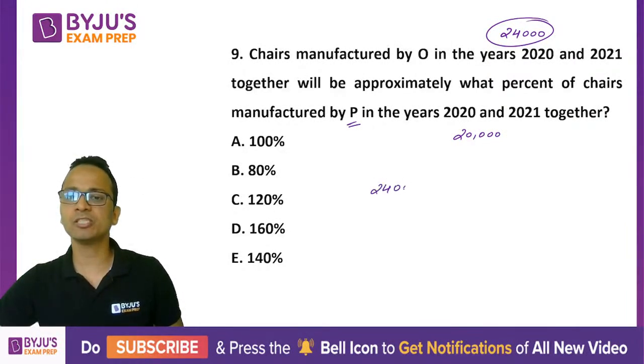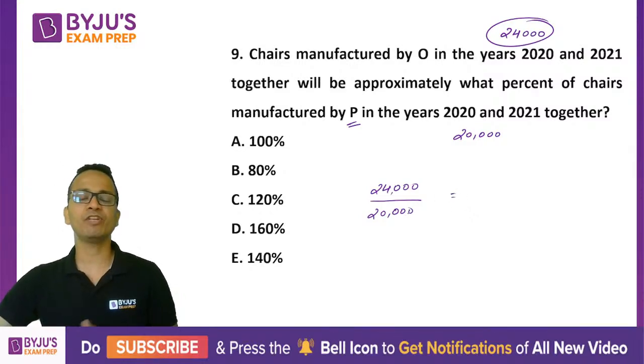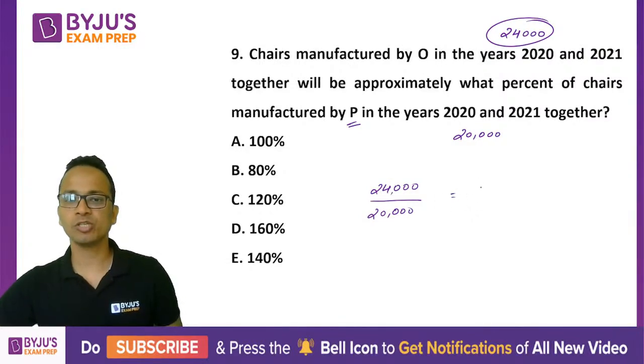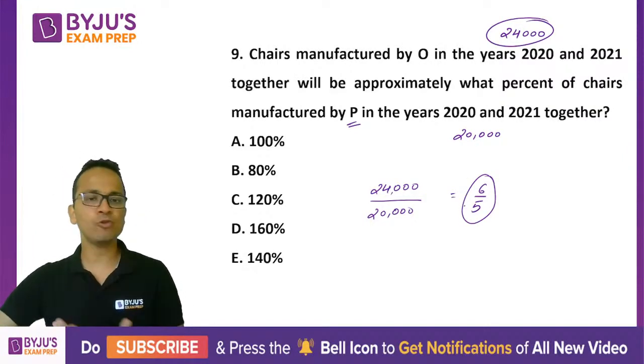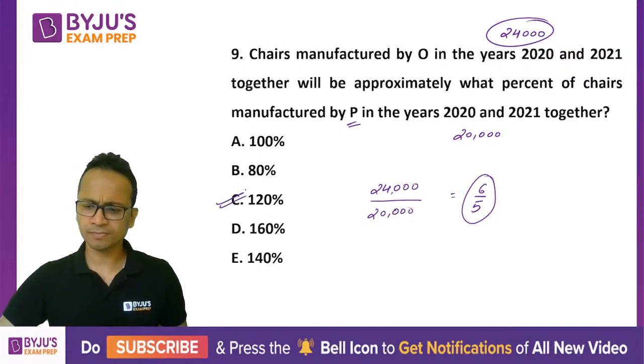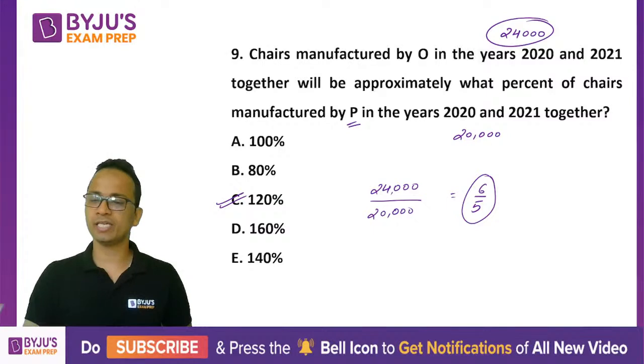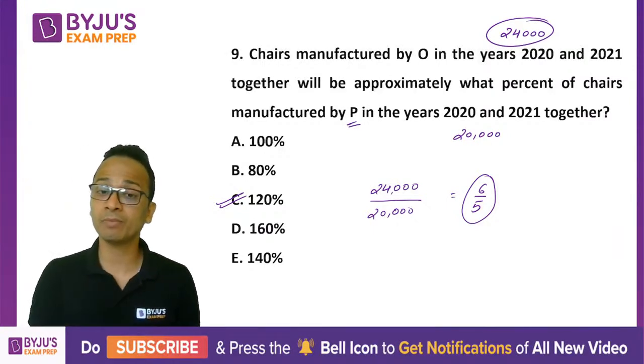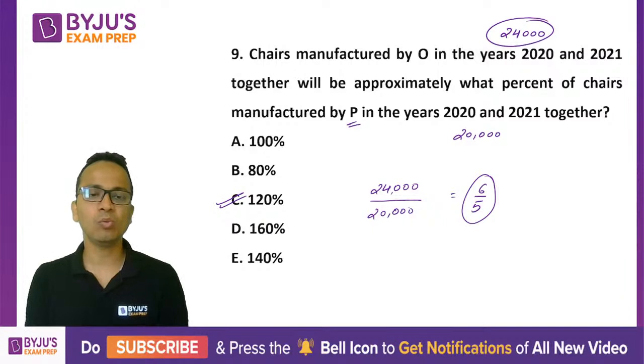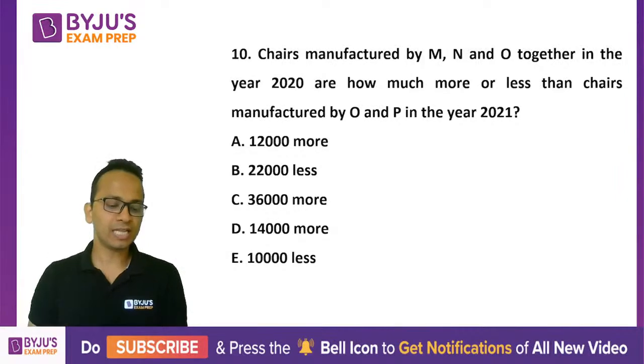So let's write the fraction 24,000 divided by 20,000. Okay, so upon simplification, if you cancel out 4,000, it will come out to be 6/5. Now we have to convert 6/5 into a percentage, you can do that easily. So the correct answer is option C, that is 120%. So multiply 6/5 into 100, or directly calculate the percentage. The answer will be 120%. Cool. Let's move on towards the last question.